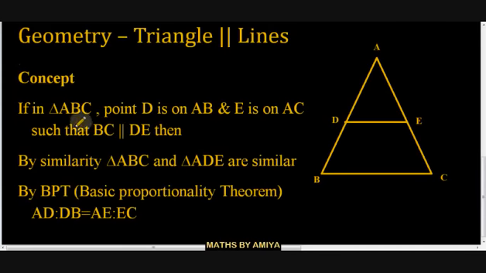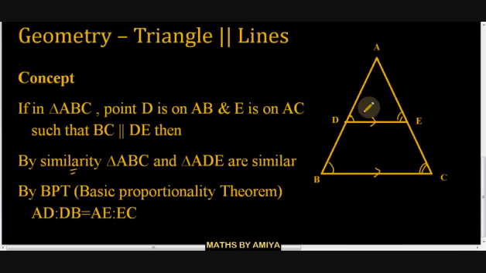In triangle ABC, point D is on AB and E is on AC such that BC is parallel to DE. In any triangle, if a line is parallel to the base, then we have two concepts. One concept is similarity. By similarity, the bigger triangle ABC is similar to the smaller triangle ADE. Since the lines are parallel, these two angles are the same and these two angles are the same. If we have two angles the same, then we have the similarity concept.